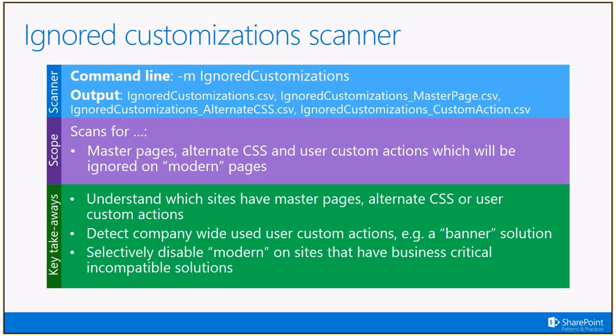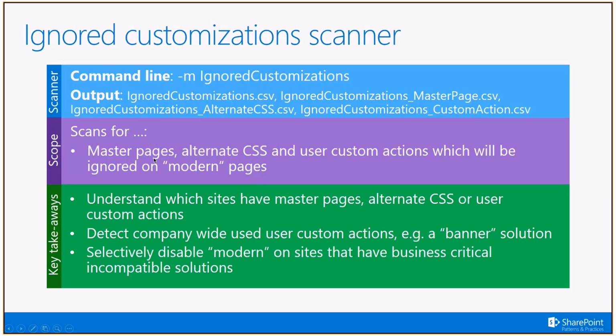There are a number of customizations that you have been doing as a customer when you developed for SharePoint, and on modern, they don't work, essentially. This scan will give you a good inventory of those customizations. This time we output multiple files. There's one ignored customization CSV file grouping everything, and then individual files: master pages, alternate CSS, and custom actions. Oh, I see I didn't complete the slide here, sorry.